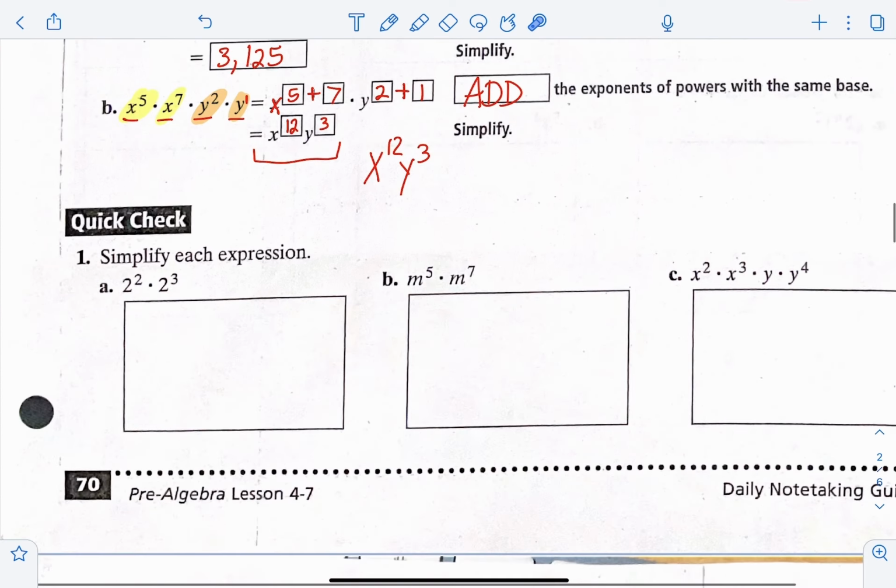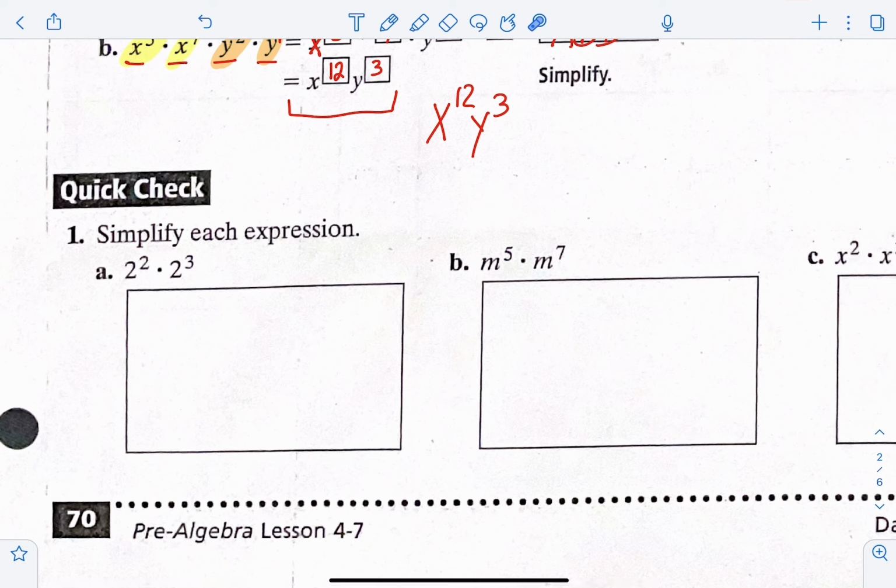All right. So I'm going to do A with you to show us how we want to show our work. So we have 2 to the 2 times 2 to the 3. So all I did was rewrite the problem there. Then I'm going to have 2, and I'm going to add those exponents, right, because they have the same base. So I'm going to say 2 to the 2 plus 3, and then I'm going to say 2 to the 5.